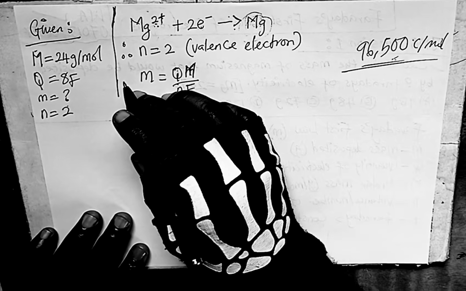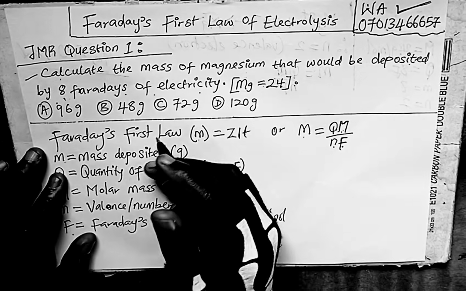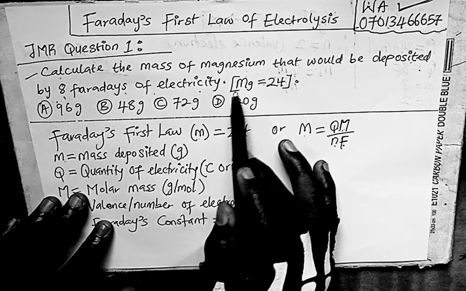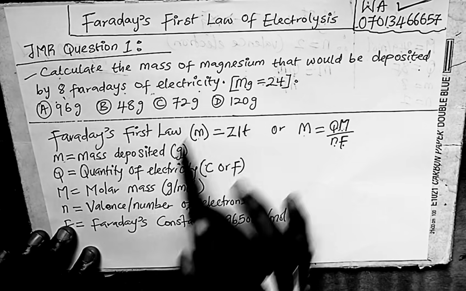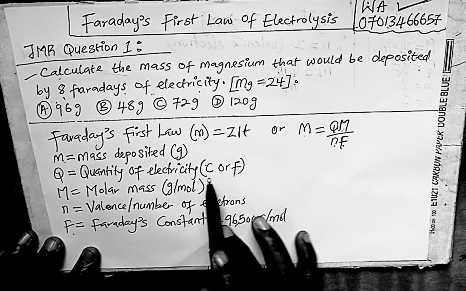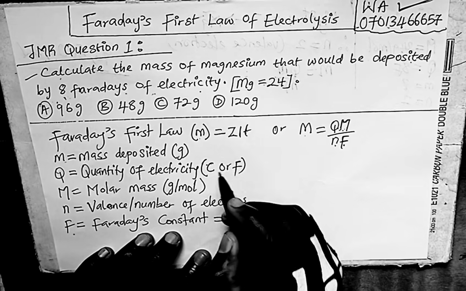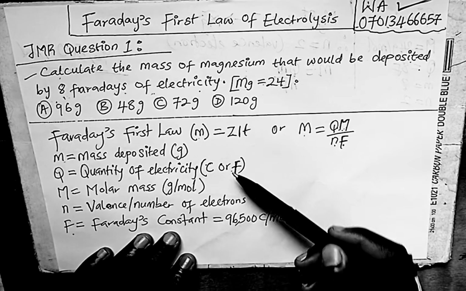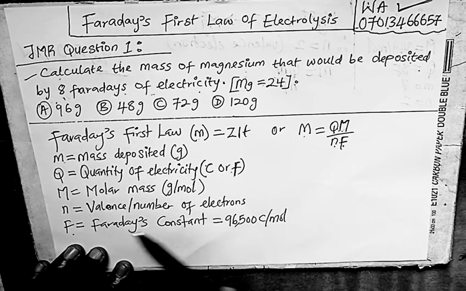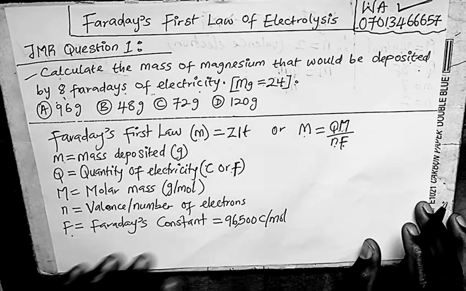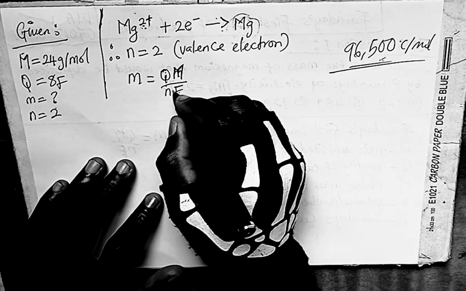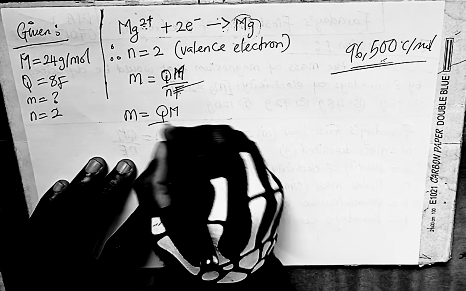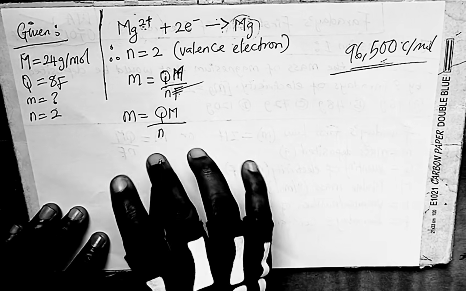Since Q was represented in Faraday, let me show you. Look at it: deposited by 8 Faraday of electricity. This is the quantity of electricity, which can be represented either in coulombs or in Faraday. Since the quantity was given in Faraday, we are going to overrule the Faraday constant and not use it. So we cancel F and are left with M equals Q times molar mass over n. Now we use this to solve.